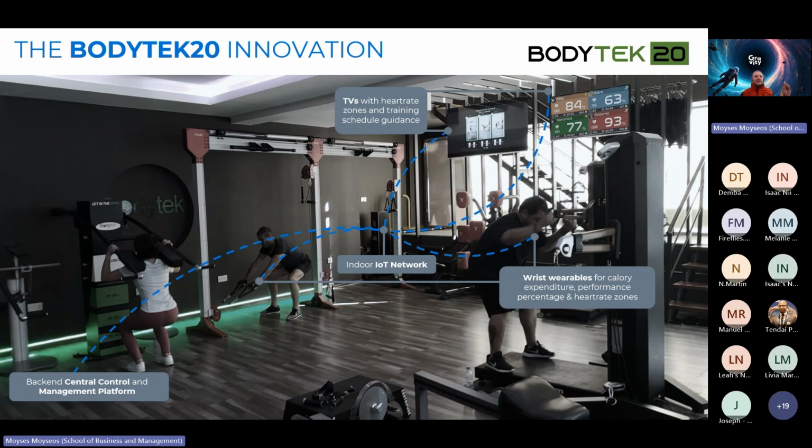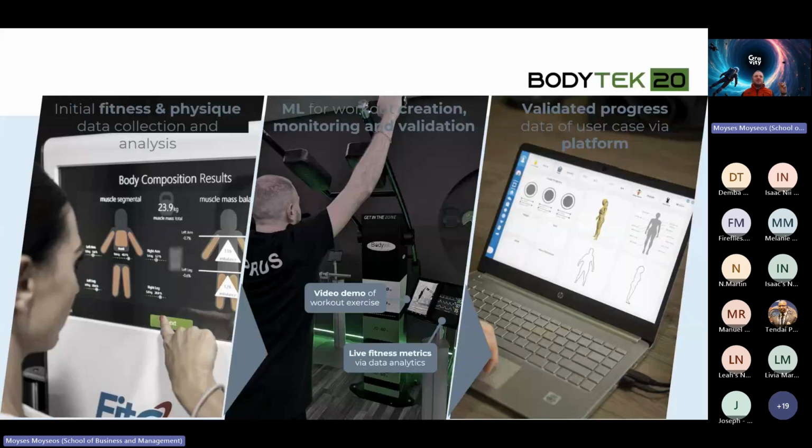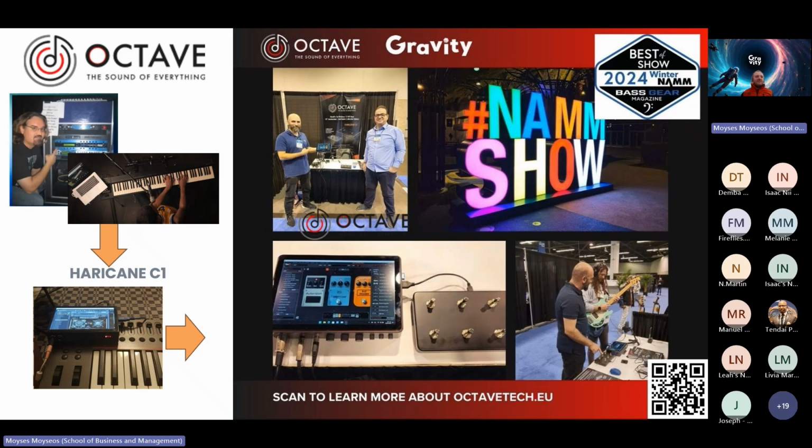Bodytech, this is a gym integrating IoT sensors to provide real-time vital monitoring and custom-made training sessions for individuals. Again, a case that was validated and expanded through the utilization of local and EU funding. And another case, Octave, this is a music device, a Visual Studio host device that is 100% made in Cyprus, in the music industry.